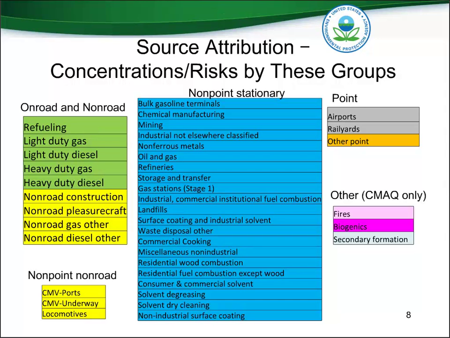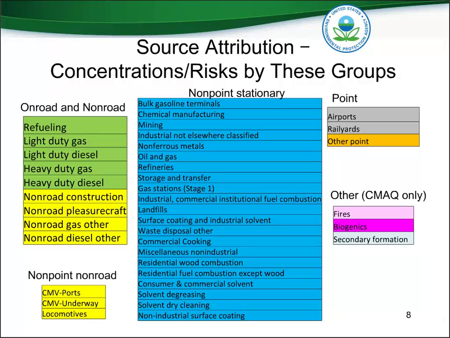So as I said, NATA could be used to look at emission sources of interest, and to enable that, we provide our risks and ambient concentrations by the source groups. As you can see, they're very detailed. We have a large number of on-road and non-road groups, so we break out, for example, the heavy-duty diesel, which could be important for certain pollutants like formaldehyde, and on-road light-duty gasoline, which is important for benzene. And then you can see we have numerous non-point groups broken out.